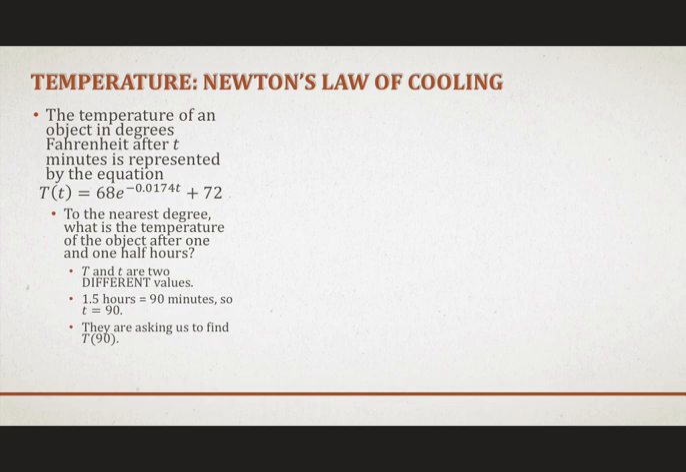Basically, all of these words are really just saying plug in 90, see what happens. So T sub 90 equals 68 e to the negative 0.0174 times 90 plus 72. Now be careful as you plug this in. As you get better at using your calculator, it won't take you this many steps, but I want to show you step by step the order that it should go. So 68 times e, we're going to start by multiplying in the exponent.